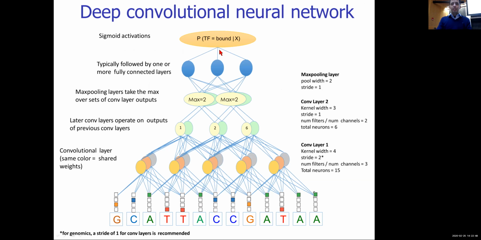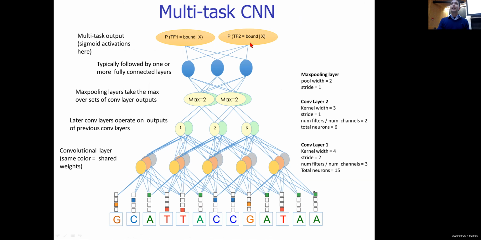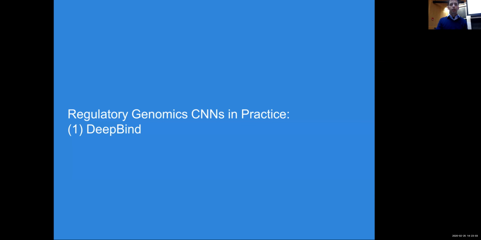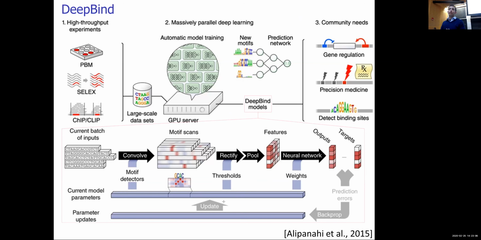So at the end, I can basically make a single prediction that tells me, is this bound? Or I could make a multi-task prediction that tells me, is this bound? And is that bound? And is that other factor bound? And so on and so forth, okay? And there are many architectures that have been developed for deep learning with regulatory genomics.